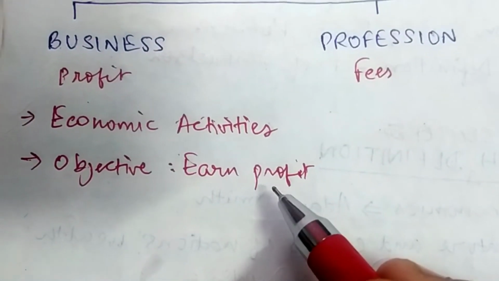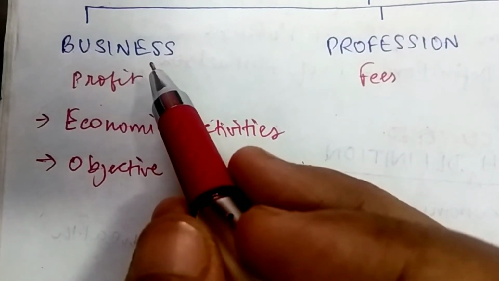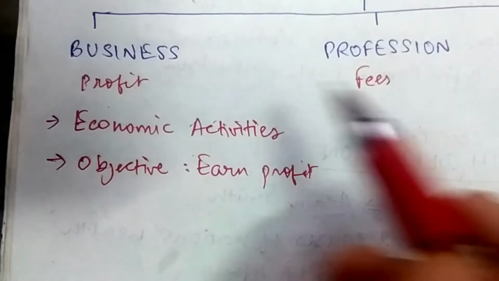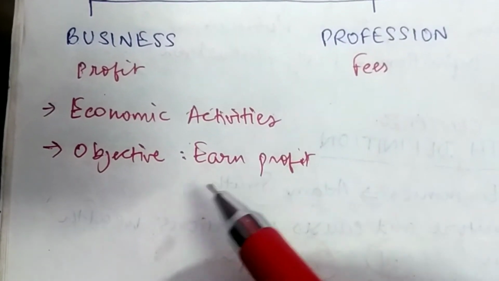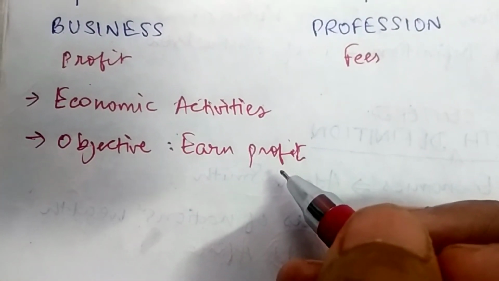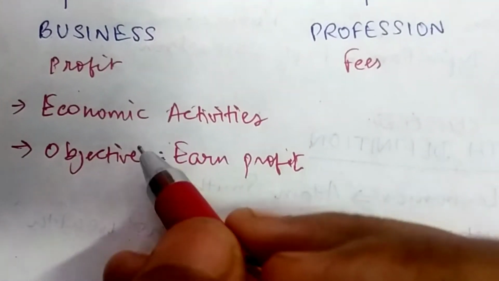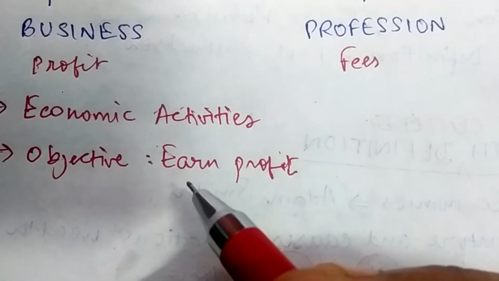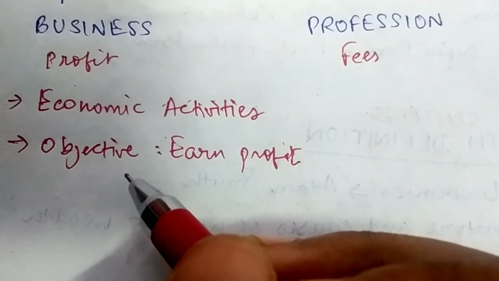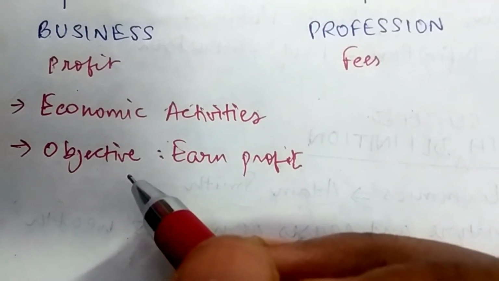As I've told you, all businessmen earn profit. That is their reward for taking risk in the business, because whenever a businessman is doing business, there is a lot of risk involved in the business. That is why profit is the reward for undertaking such risk. Clear? So that is why it is an economic activity, and the other thing is the objective of doing any business is to earn profits.